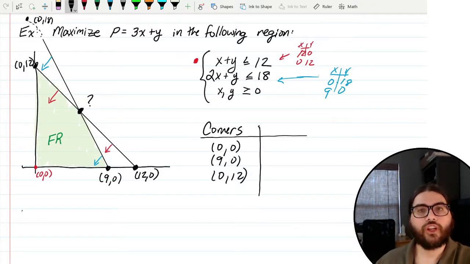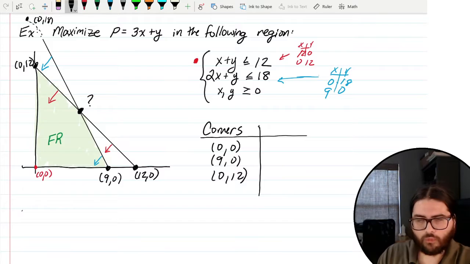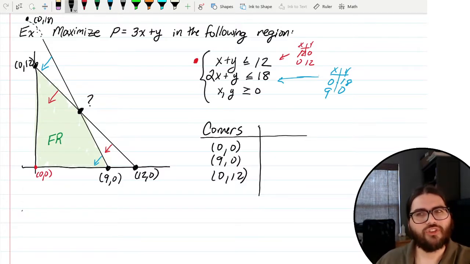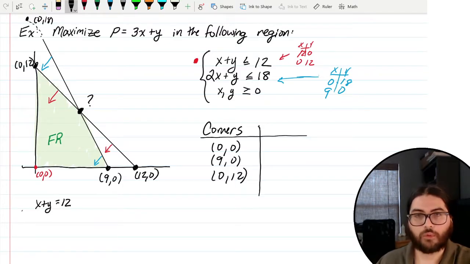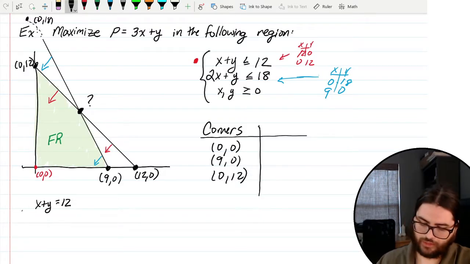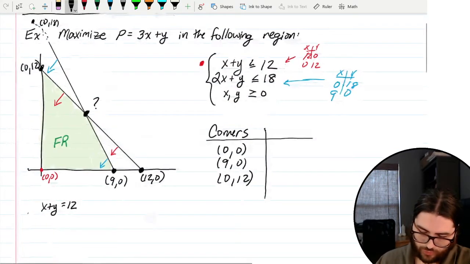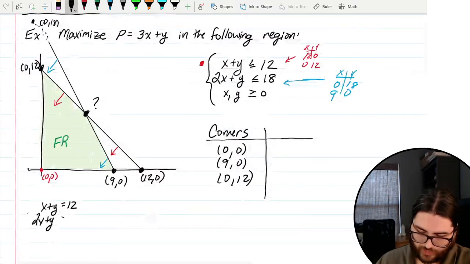Anytime we have the intersection of two lines, that gives us a corner point, and one that we might have to solve for. The intersection of two lines was a system of equations thing. So let me take the equations for those two lines. x plus y equals 12. Remember, the equal sign is the line part. The less than is the shading part. We don't care about the shading part right now. I just want to find the intersection. And 2x plus y equals 18.